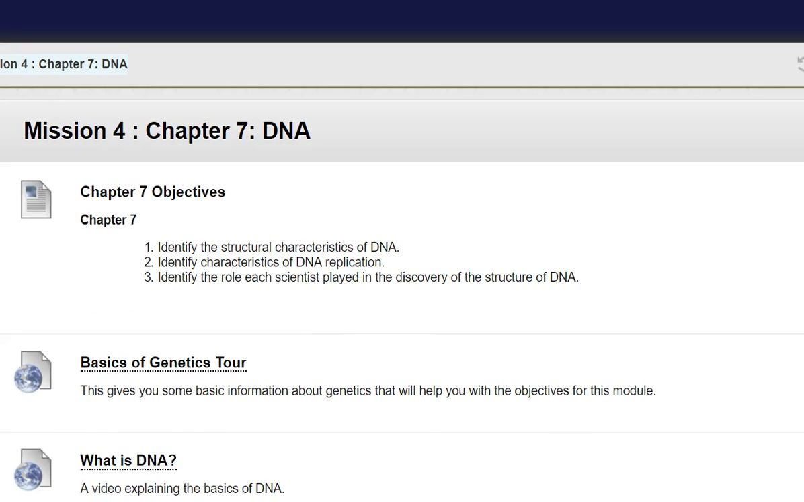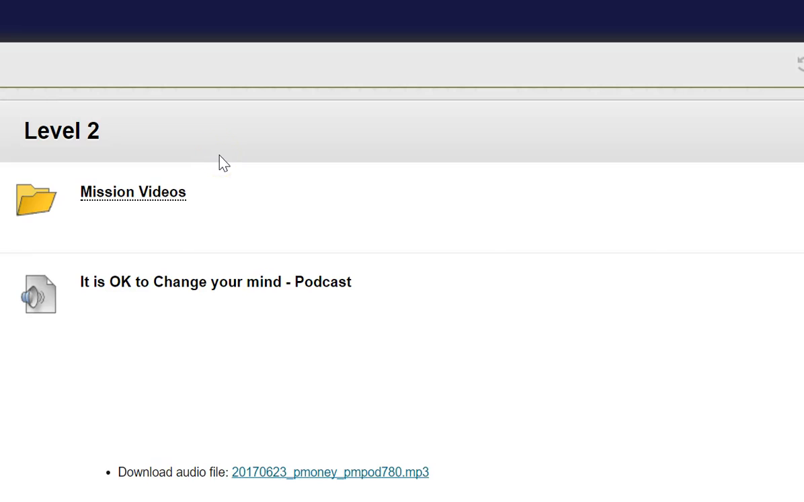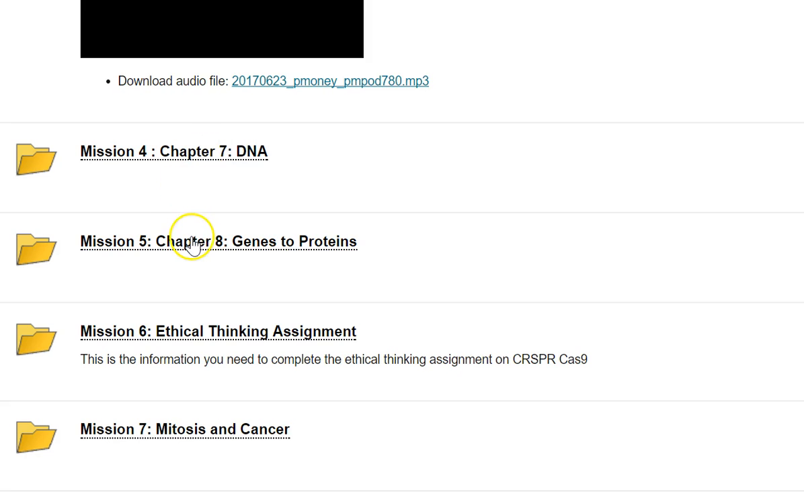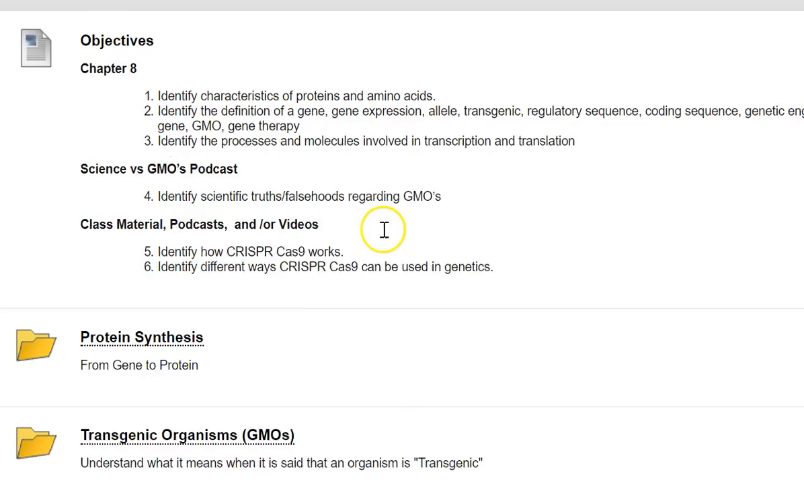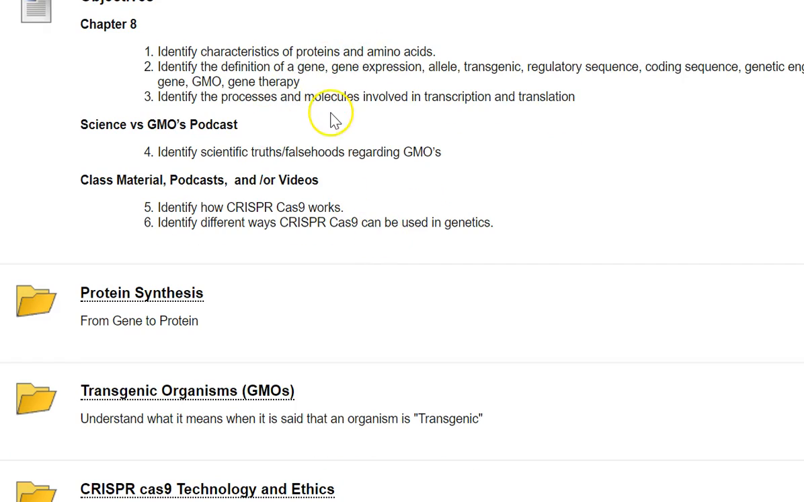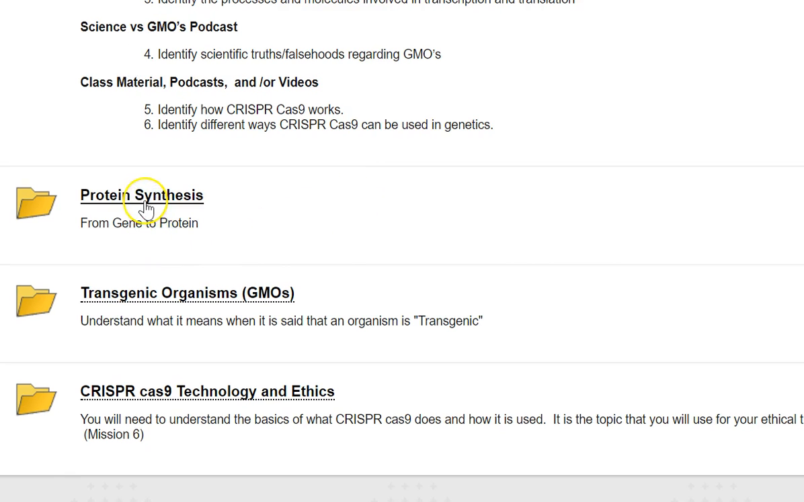Let's go back here then to level 2 and go on to mission 5. Mission 5 is on the process of genes becoming proteins. Again, you have the objectives here. You'll get a lot of these from your book, but you'll get this one from a podcast you're going to watch. And then there's going to be things on what's called CRISPR-Cas9, which I'll come back to. So this mission deals primarily with how the instructions from a gene become a protein.